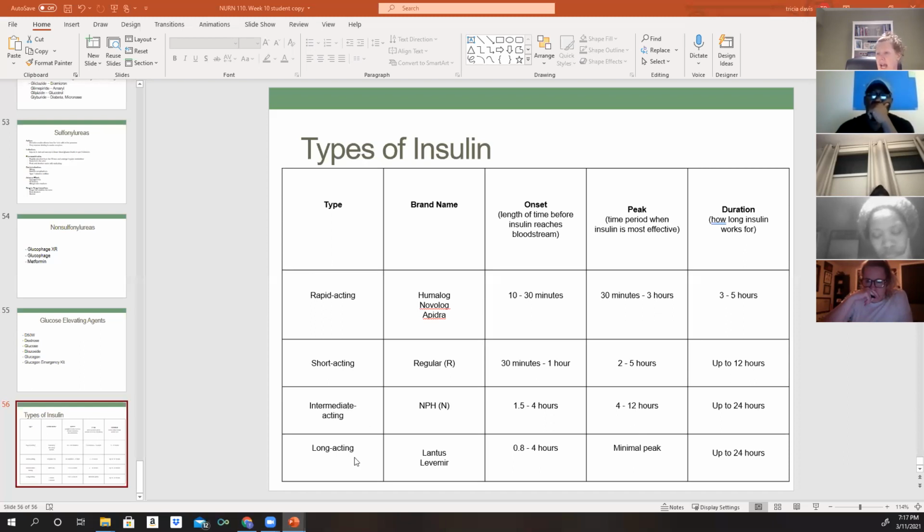And then you have your long acting. Sometimes patients get this at bedtime. You have Lantus or Levemir. It takes 0.8 of an hour to 4 hours before it starts to work in the body. It has a very minimal peak and a more controlled distribution pattern, and it can work for up to 24 hours.